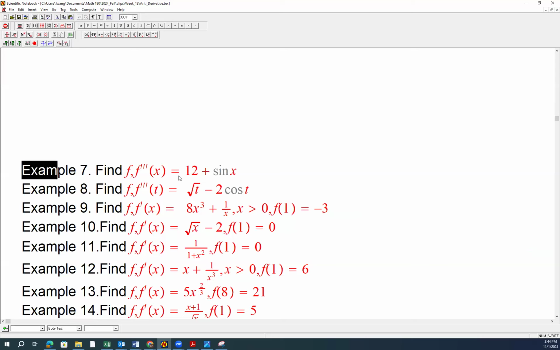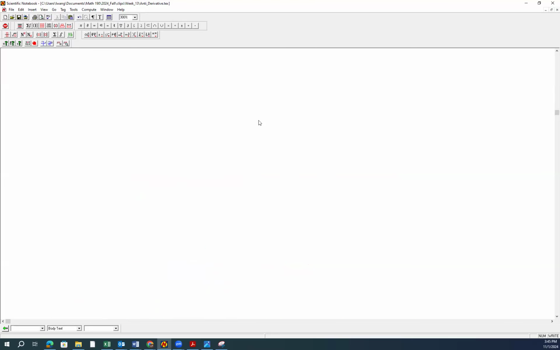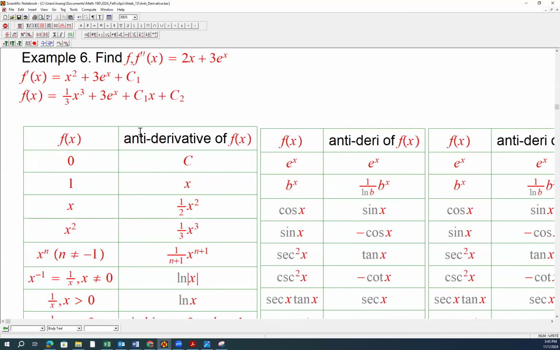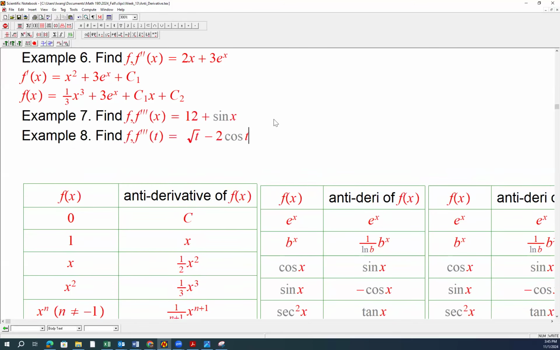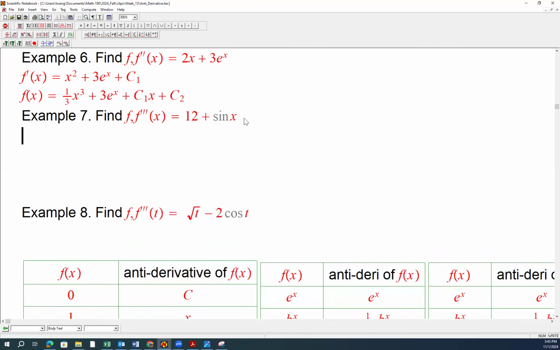So let's go over 7 and 8. Okay, these are related to trig functions, so we get to apply those trig function antiderivatives. All right, number 7, but this time look, we got a triple derivative. So we're going to start with the third order derivative. The antiderivative of the third order derivative is the second order derivative. So we get f double prime of x equals the antiderivative of 12, which is 12x.